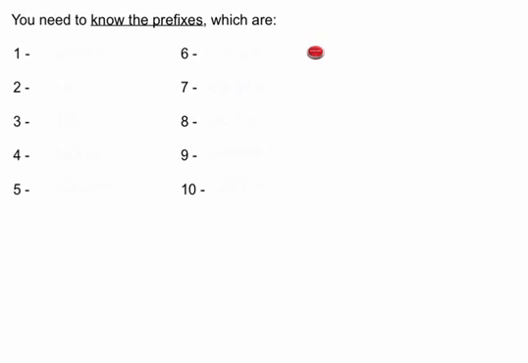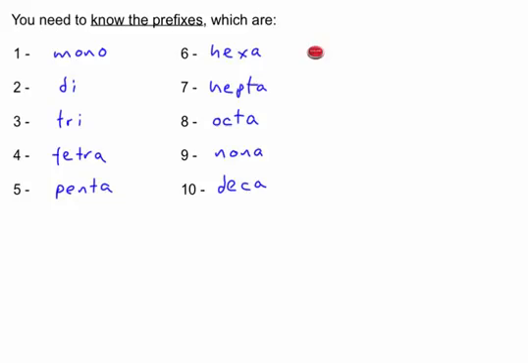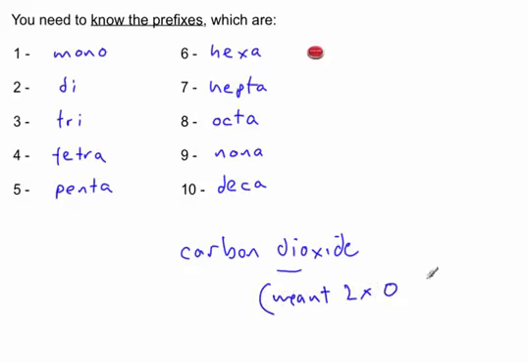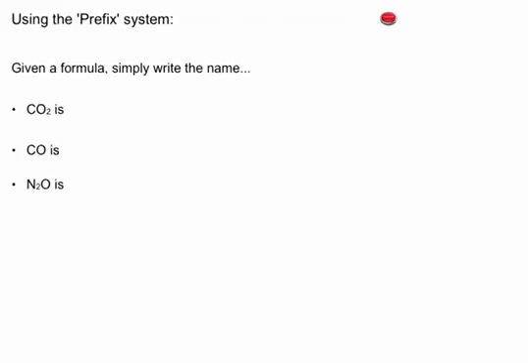Alright, first thing you need to come to terms with are the prefixes you're going to use. So the prefixes 1 to 10, which you have already seen, are as such. Mono, di, tri, tetra, penta, that's 1 to 5, hexa, hepta, octa, nona, deca, that's 6 to 10. So these are the prefixes that are going to precede the name to indicate how many there are. As we just dealt with, carbon dioxide. So the di meant 2 times oxygen. So that's how those prefixes are used.